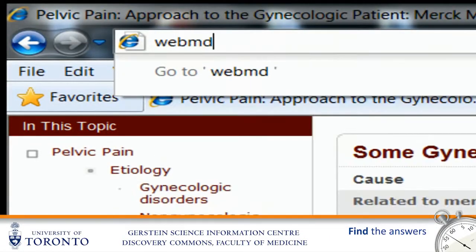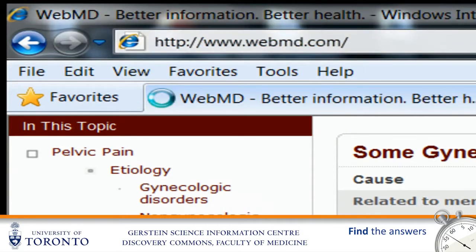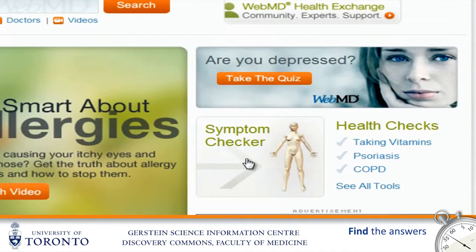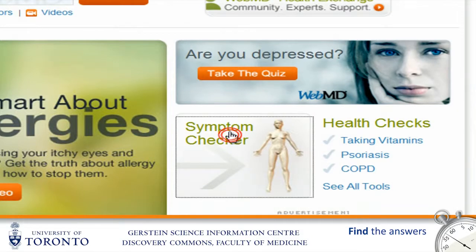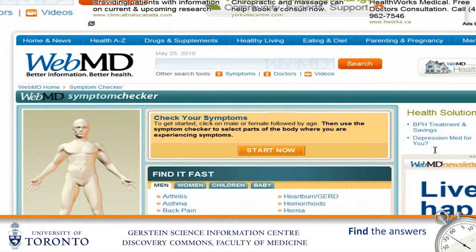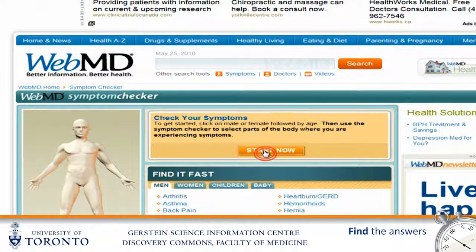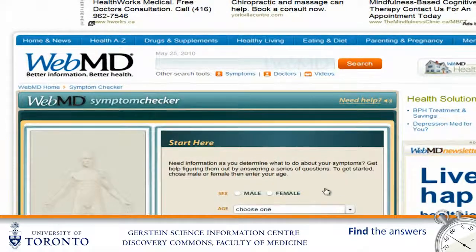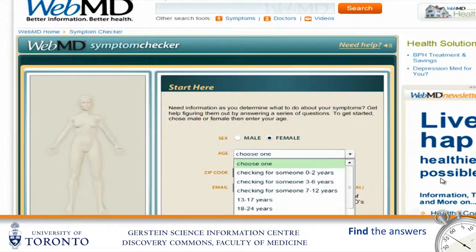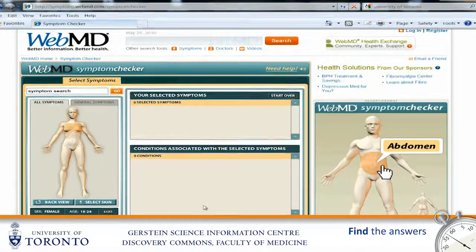Another area that can help you uncover what lurks behind signs and symptoms are comprehensive websites designed for physicians. In this example from Webmd.com, we clicked on Symptoms to reach the Webmd Symptom Checker screen. Using what we know so far about our patient's symptoms, we can click on the Start Now button to receive a series of prompted questions about the symptoms and then receive a list of possible causes.